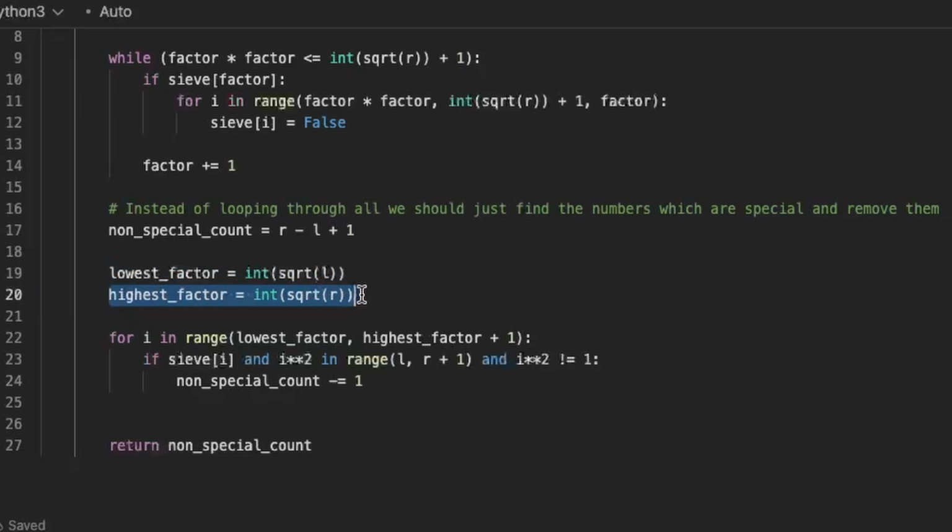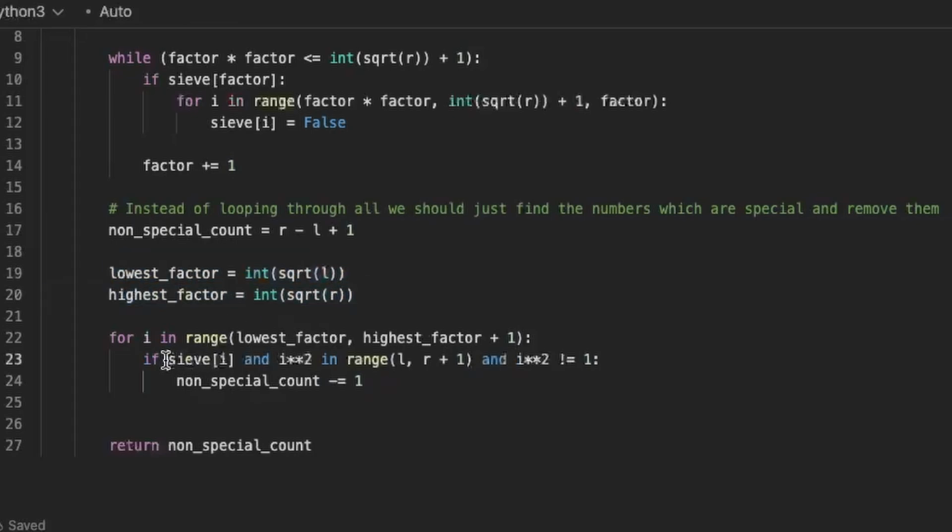So say in this example, maybe our lowest is 2 and our highest is 4. We're going to go through each. We're going to check if it's prime and if that squared value is in the range that we're given. If both are true, this means that this is a special number that we can remove from our count. And this is just an edge case. If we ever have the number 1, we know that 1 squared is 1, so it just handles that case.